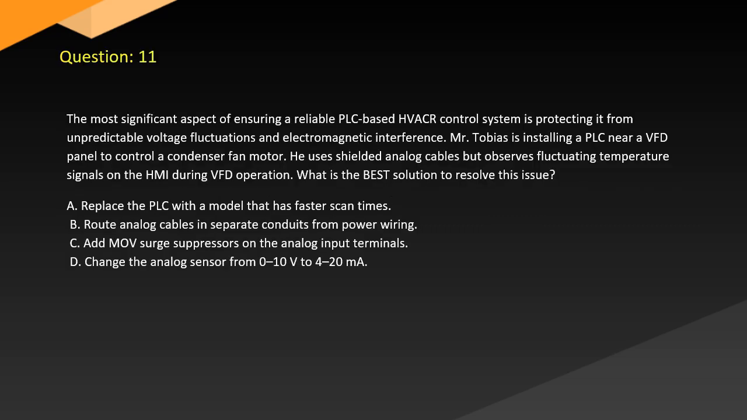Question 11. The most significant aspect of ensuring a reliable PLC-based HVACR control system is protecting it from unpredictable voltage fluctuations and electromagnetic interference. Mr. Tobias is installing a PLC to control a condenser fan motor. He uses shielded analog cables but observes fluctuating temperature signals on the HMI during VFD operation. What is the best solution to resolve this issue? A. Replace the PLC with a model that has faster scan times. B. Route analog cables in separate conduits from power wiring. C. Add MOV surge suppressors on the analog input terminals. D. Change the analog sensor from 0-10V to 4-20mA.